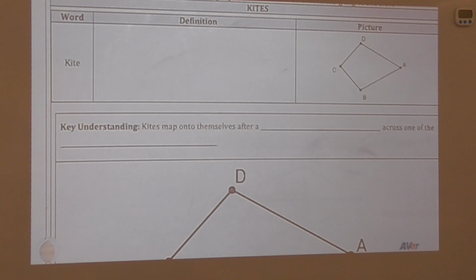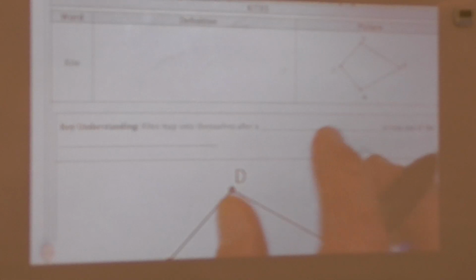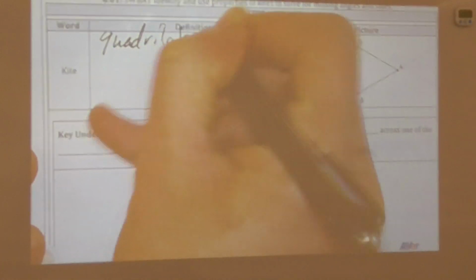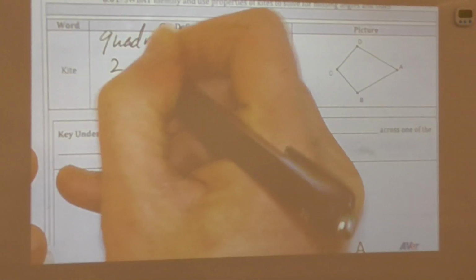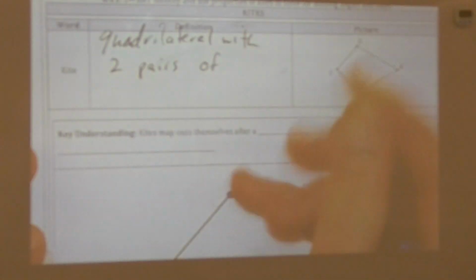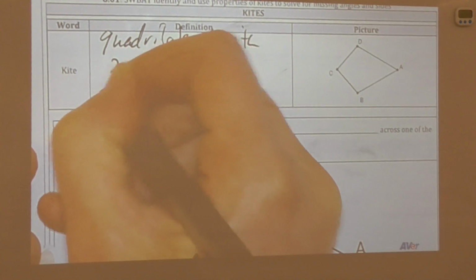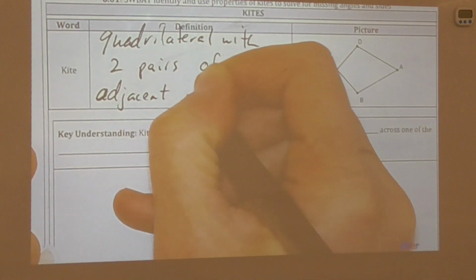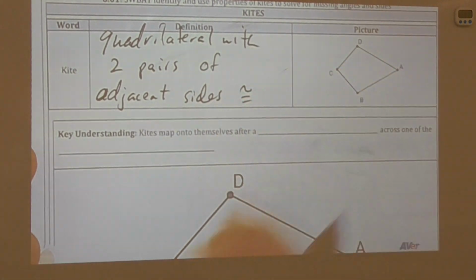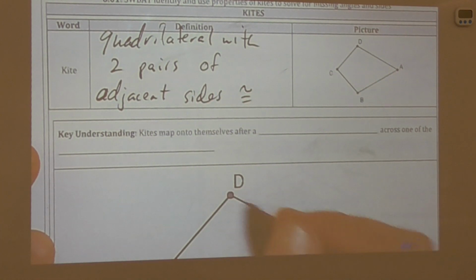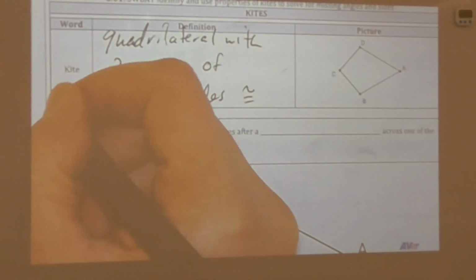and then how we can use what we know about a kite to solve for how long certain sides of it are, or look at what happens with its diagonals and its angles. So first we need the definition. A kite is a quadrilateral with two pairs of adjacent sides congruent to each other. Adjacent means next to.